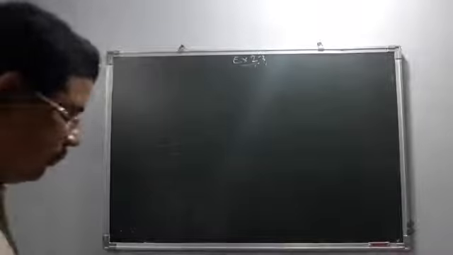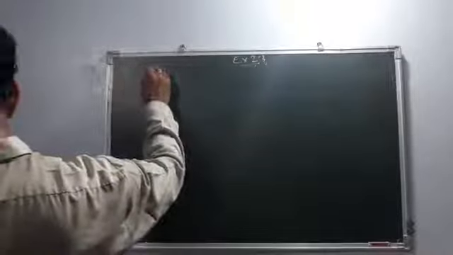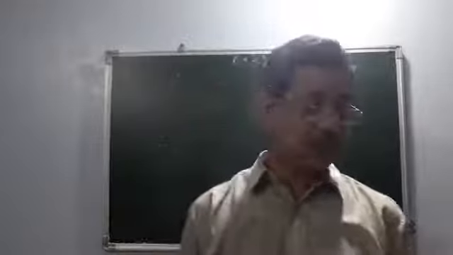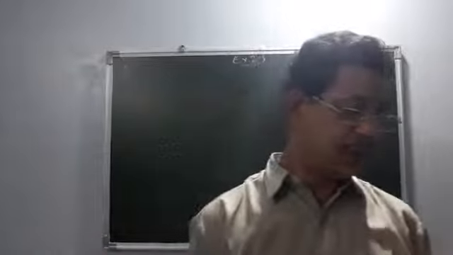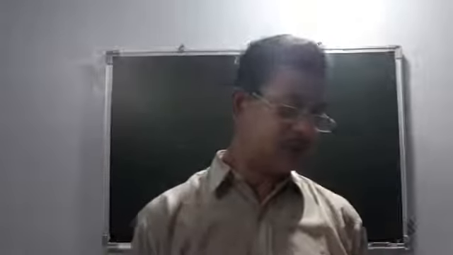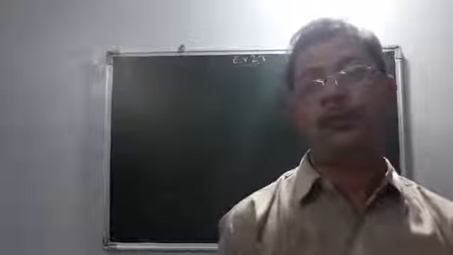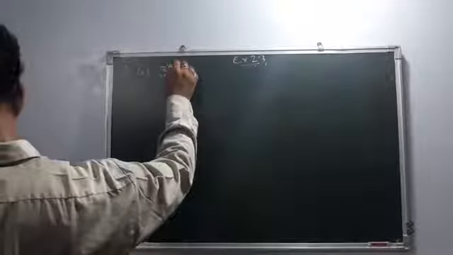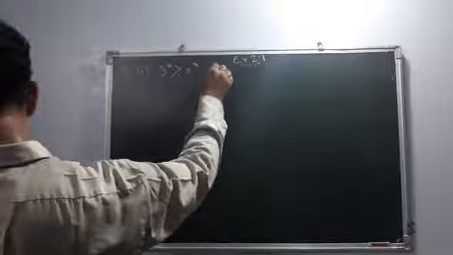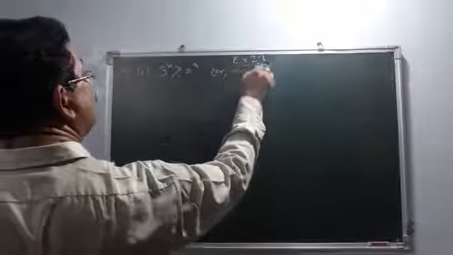Now we will do question number 4. It is written: prove that for any n belonging to the natural numbers, prove the following by using the principle of mathematical induction: 3 to the power n is greater than n cube for n greater than or equal to 4. How to write this one? We have to prove that 3 to the power n should be greater than n cube for n greater than or equal to 4.